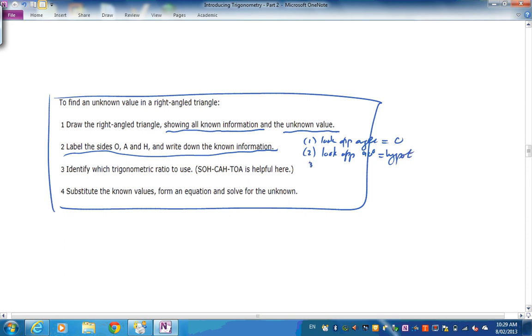Then part 3, the remaining side is the adjacent. Okay, so that's a process by which you can work out O, H and A. Identify the trigonometry ratio, SOHCAHTOA. Substitute the known values, form an equation and solve for the unknown. So we need to practice that now.